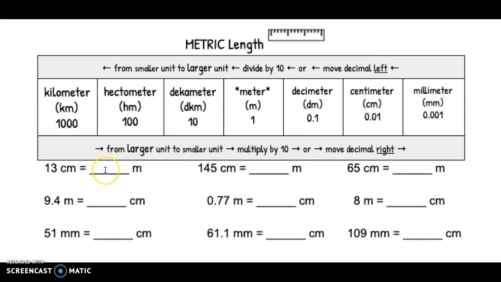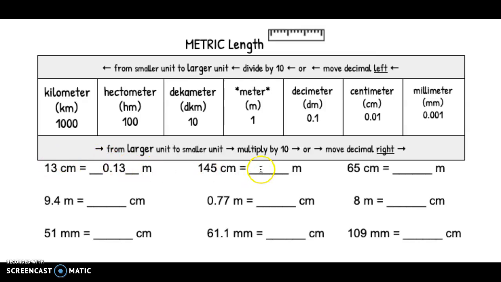In our first problem, it says 13 centimeters. So I want to put my finger here on centimeters. I'm changing to meters, it says. Meters is 1, 2 hops. Do you see centimeters to meters? That's why I started over here at centimeters. I move 2 hops to the left, which means my decimal, which is right behind the 13, invisible, has to move 2 places to the left, and my answer would be 0.13.